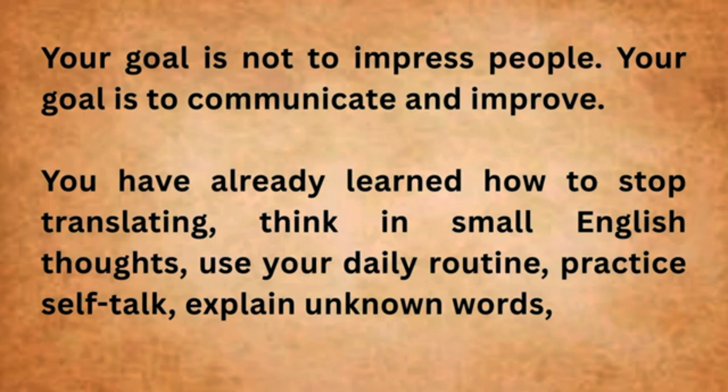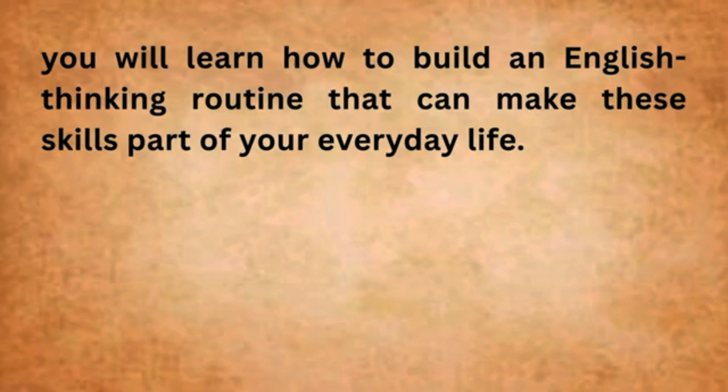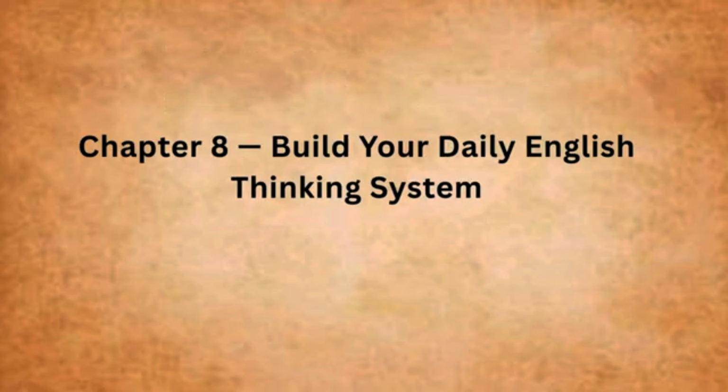You have already learned how to stop translating. Think in small English thoughts. Use your daily routine. Practice self-talk. Explain unknown words. And think in phrases. Now, only one final step remains: putting everything together into a simple daily system. In the next chapter, you will learn how to build an English thinking routine that can make these skills part of your everyday life.